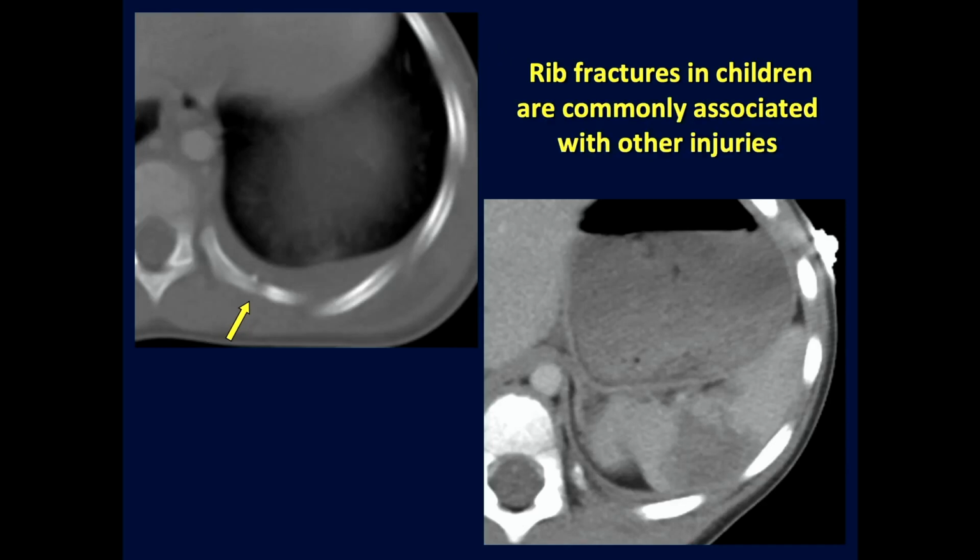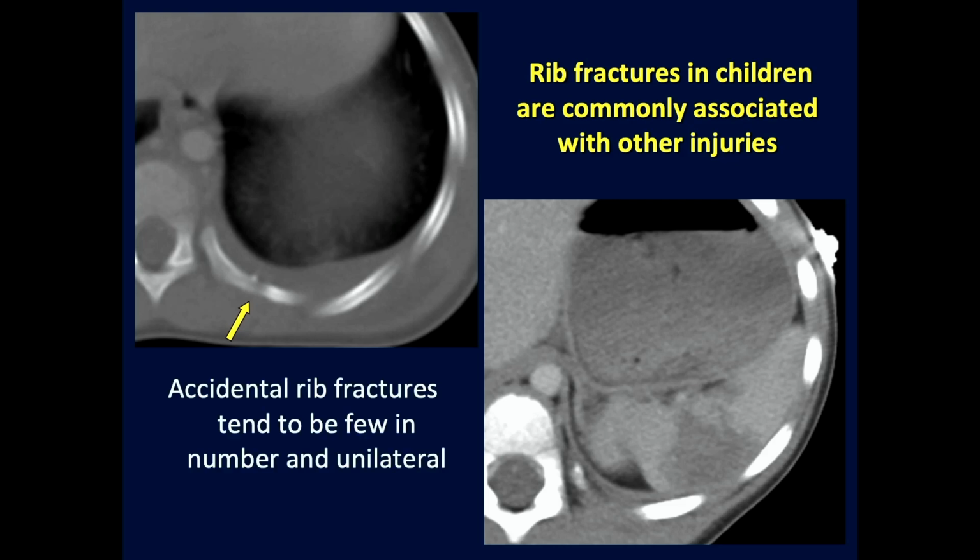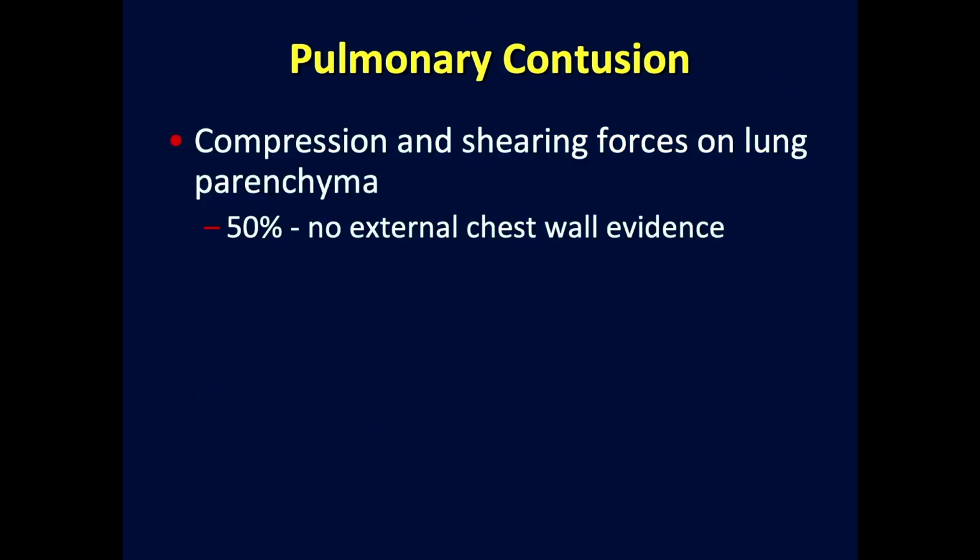When you do have rib fractures in children that are caused by an accident, they tend to be associated with other injuries, so be sure to look at the lungs, and even things in the upper abdomen like the spleen can cause injuries. Most accidental rib fractures are not very numerous, and they are usually unilateral. So if you have multiple bilateral rib fractures, you better have a pretty good mechanism described for that. Otherwise, you may be dealing with a case of non-accidental trauma, which we will talk about in my fracture lecture tomorrow.